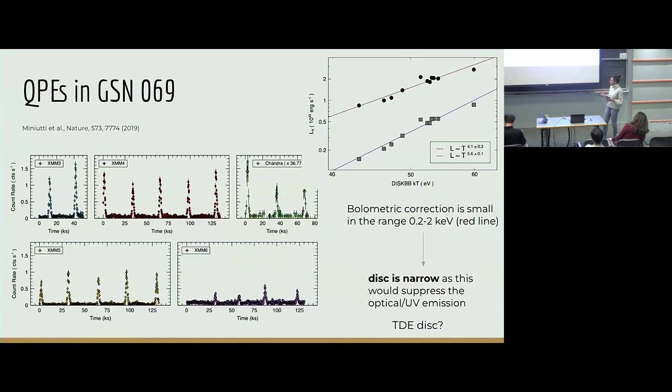So this is GSN 069. Again, you've seen it multiple times. The only thing that I want to highlight here is that since the X-ray light curve follows pretty well the T^4 dependence on the temperature, then the bolometric correction is small. And so this was among the first indications of the fact that the disk in these sources is narrow. This points towards the direction that it is a TDE-driven disk. Otherwise, you would see optical and UV emission from the outer parts of the disk.